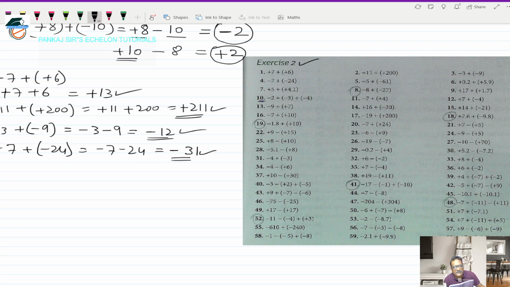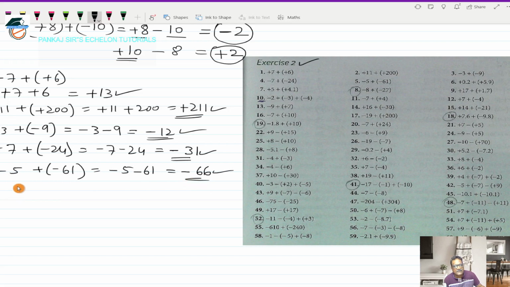Okay, fifth one, it's minus 5, okay, plus a minus 61 in bracket. Okay, so again I'm going to remove the bracket first. Minus 5, plus into minus is minus, so minus 61. Now both are directed numbers with the same sign minus, so I'll put a minus over here. Then I'll add only the numbers, that is 61 and 5, so it is 66. Right, so this is the answer for the fifth one.